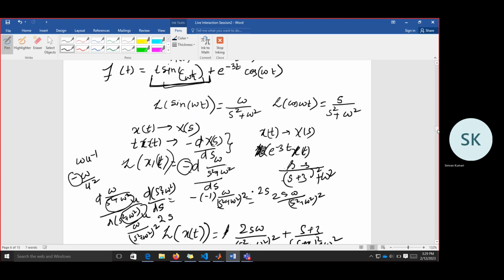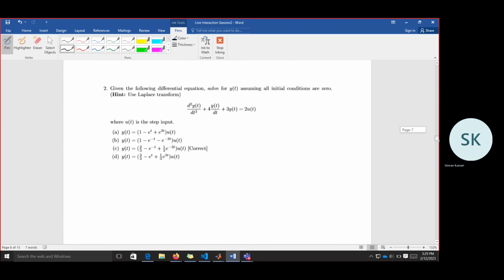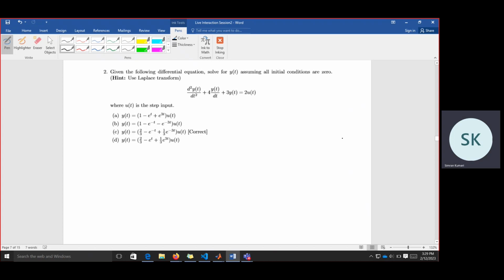Okay, then we'll proceed to the next one. Now there is a differential equation, basically an ordinary differential equation. And here we have a linear ordinary differential equation, because all terms are linear in y. Now we have to solve for y, assuming all initial conditions are 0. And the hint is to use the Laplace transform. Obviously, if we try to solve this one, we have to do a lot of integration if we go through the time domain. So for that, we'll be using the Laplace transform because it will change it to algebraic and make it easy.